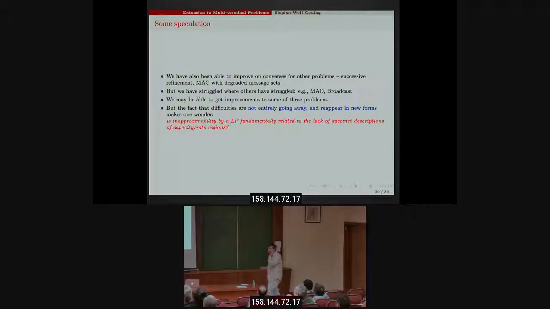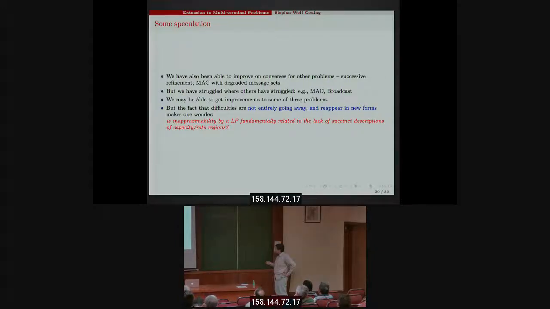Okay, so I'm actually finishing earlier. So just let me end with a bit of speculation. The state of affairs is that we've also been able to do other problems which I did not mention here, and what we found is that we've struggled where others have also struggled. We've struggled with the MAC, for example. MAC is of course solved, but we've struggled to get the right regions there.